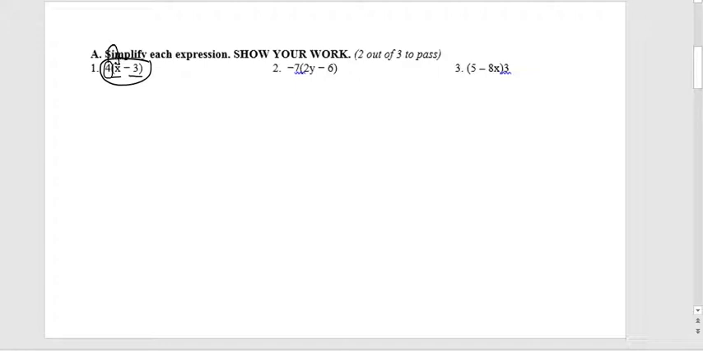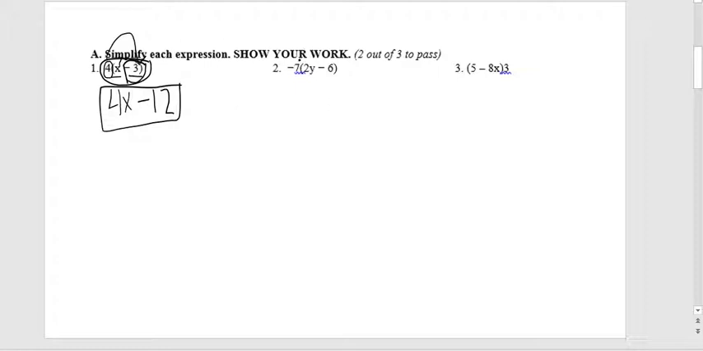So we would do 4 times x, which is 4x, and then we would do 4 times a negative 3. Because there's a subtraction sign in front of this number, it actually makes it negative. So 4 times negative 3 would be negative 12. And then from there, neither one of these are like terms. So we have simplified this expression.